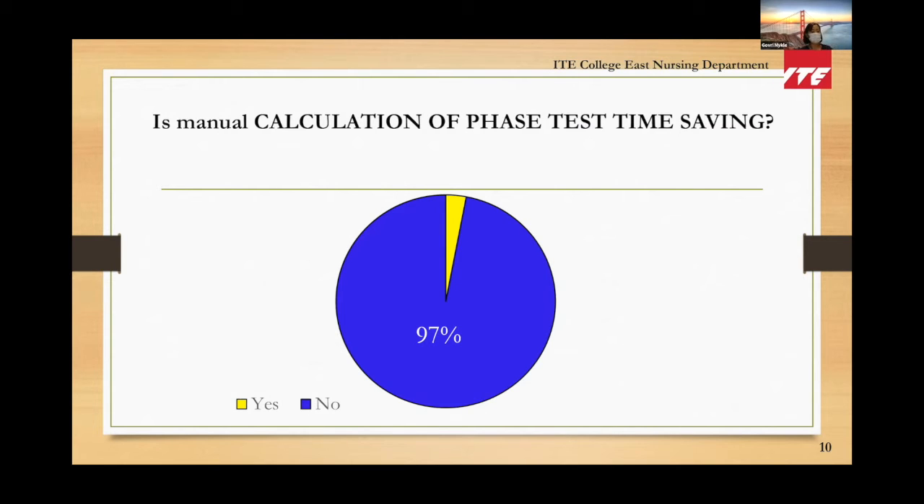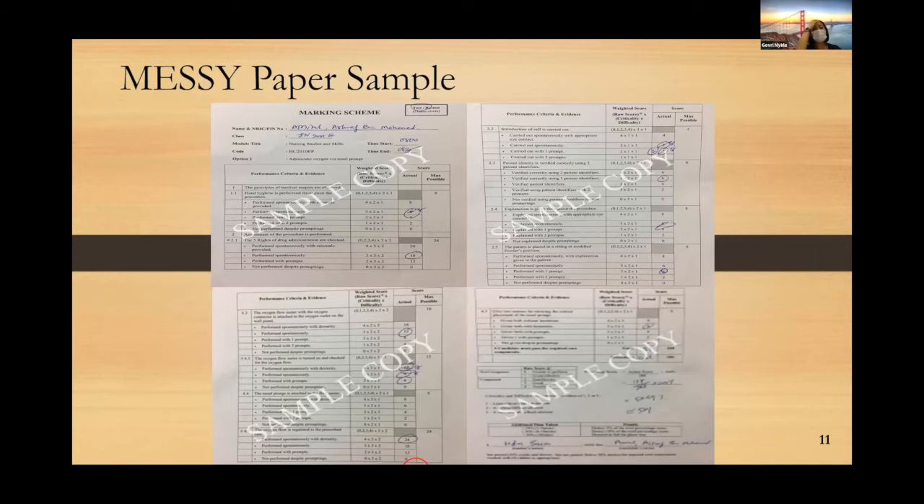So we discussed about it. And then with permission from our management, we actually took out a messy paper sample. This is our actual marking script. So you can see we have a lot of cancellations, we have a lot of illegible writing and things like that. So we reviewed the assessment script.